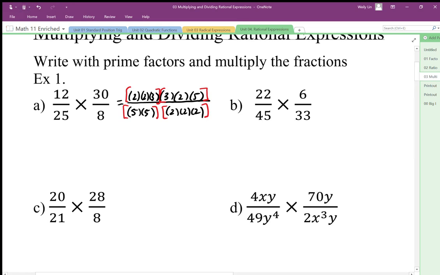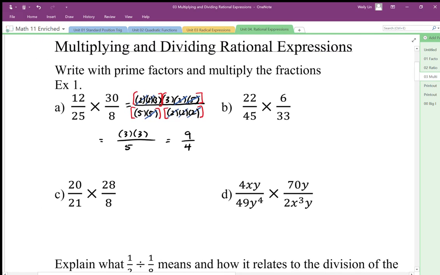So what I'm looking for are common factors, a times and a divide that will cancel out, a times and a divide that undo each other. Once I have that, I'm just going to rewrite this. So I have 3 times 3 on top. That's all the factors that are left, and I only have a 5 on bottom. So this ends up being 9 over 4. But the main idea is that we want to identify the factors involved here that will cancel out.